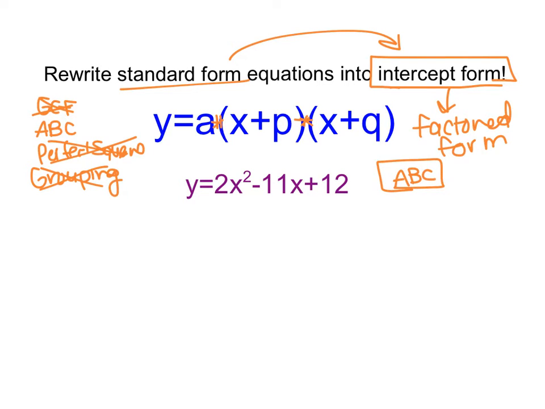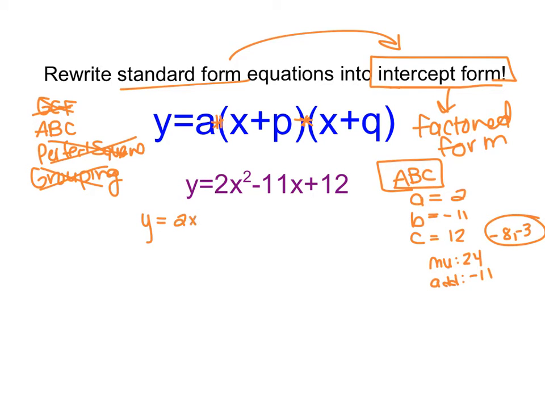So I start off by identifying my A, B, and C values, which in this case I can see are 2, -11, and 12. And if I'm going to use the ABC method, I need 2 numbers that multiply to A times C, which is 24, and add to B, which is -11. So if I start thinking of numbers that multiply to 24 and add to -11, I end up with -8 and -3. So I can rewrite this equation here as 2x squared minus 8x minus 3x plus 12.